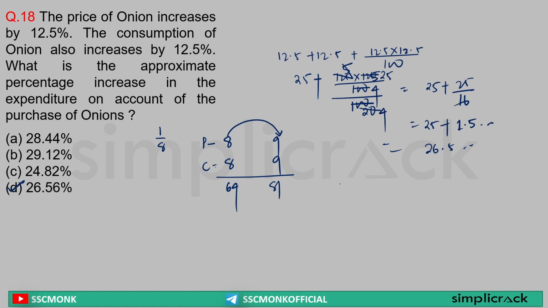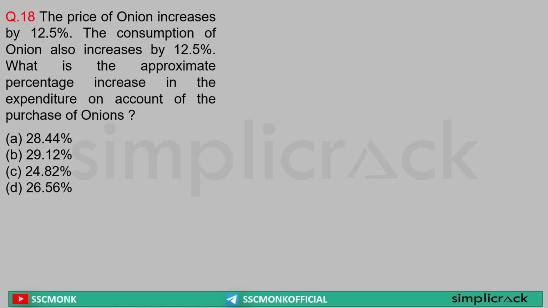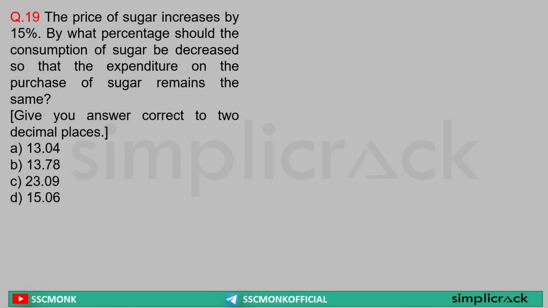81 minus 64 is equal to 17, divided by 64 into 100 percentage. So if you calculate 1700 by 64, you will get your answer. And if you calculate the same thing, you will get the same answer, that is 26.56%. Clear? Next.